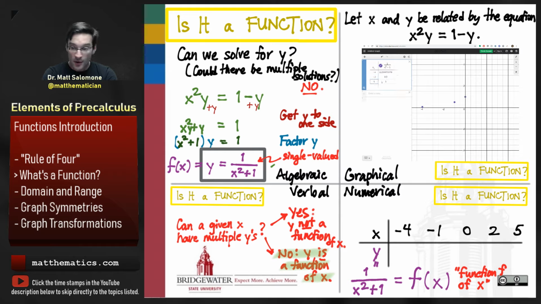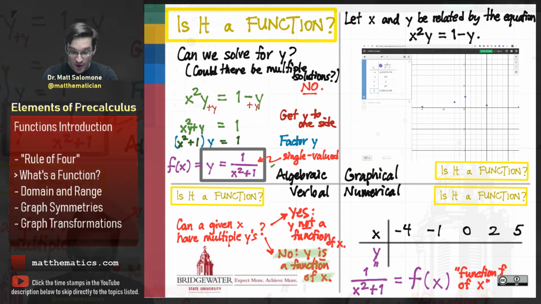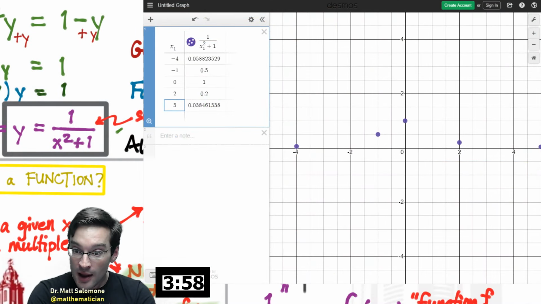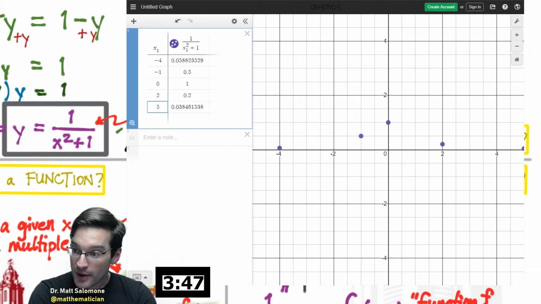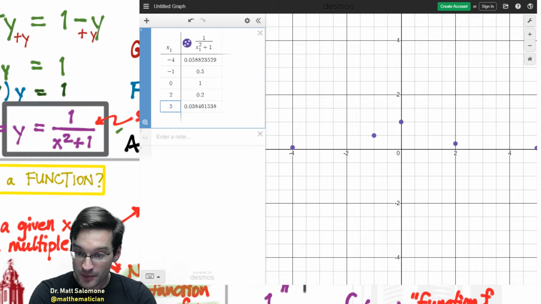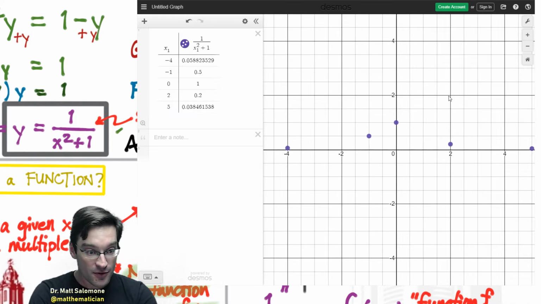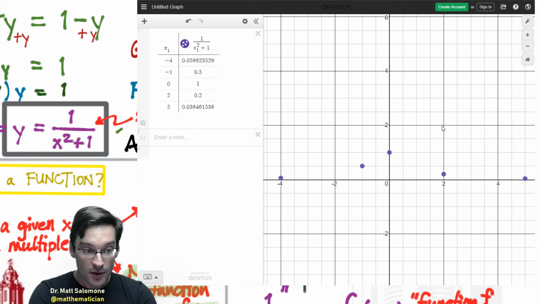When x is equal to 0, y is equal to 1. When x is equal to 2, y is equal to 0.2. And when x is equal to 5, y, 1 over x squared plus 1, is equal to this other funny decimal that we have over here. And now notice what's happening. As we generate those ordered pairs, each one of those ordered pairs becomes a point on the graph of this function. And so what's emerging here is a picture of what the graph of this function might look like based on just the first 5 of these ordered pair data points.